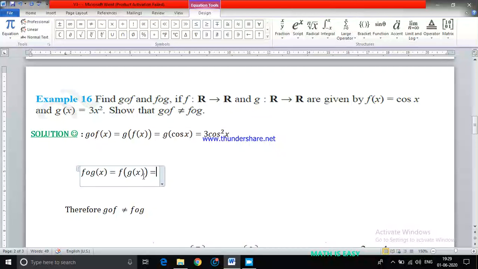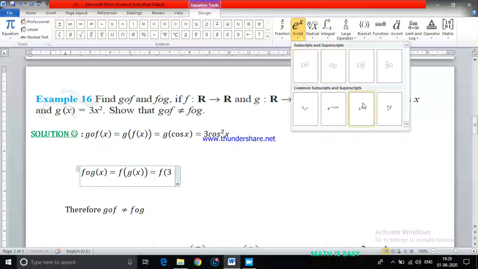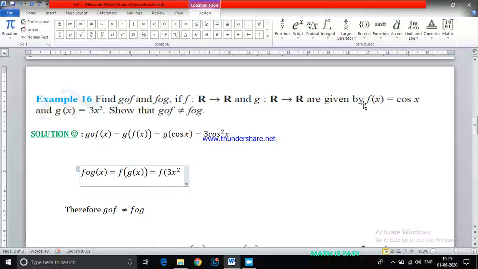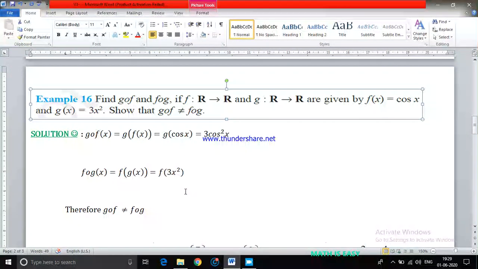Now see here what will happen, FOG of x. FOG of x is f of g of x, which is f of, what is g of x value? 3x square. Right? G of x value is 3x square. Here, G of x is 3x square.